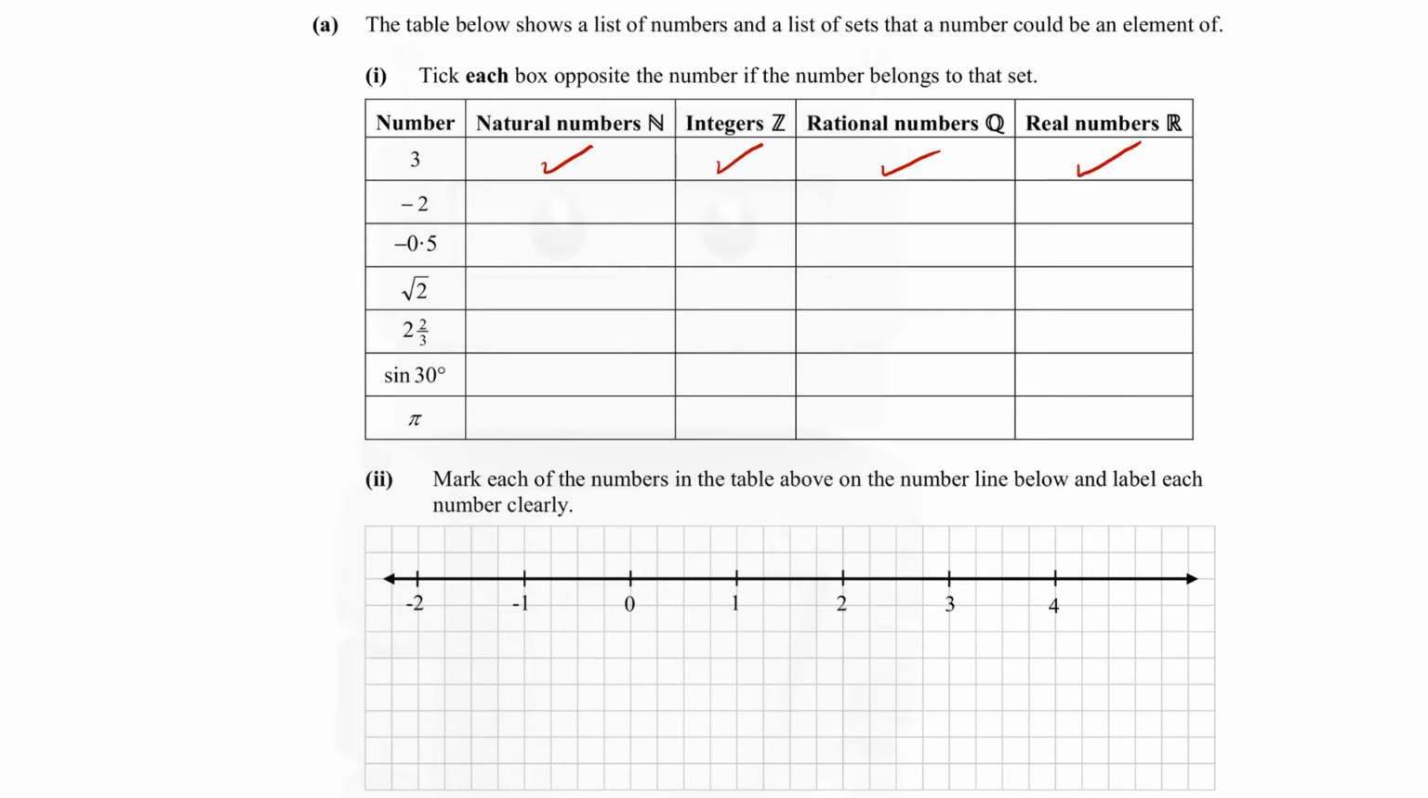Minus 2 is not a natural number. It's not a counting number. However, it is an integer. It's a rational number because it can be expressed as a fraction, minus 2 over 1. And it's also a real number because it can be on the number line.